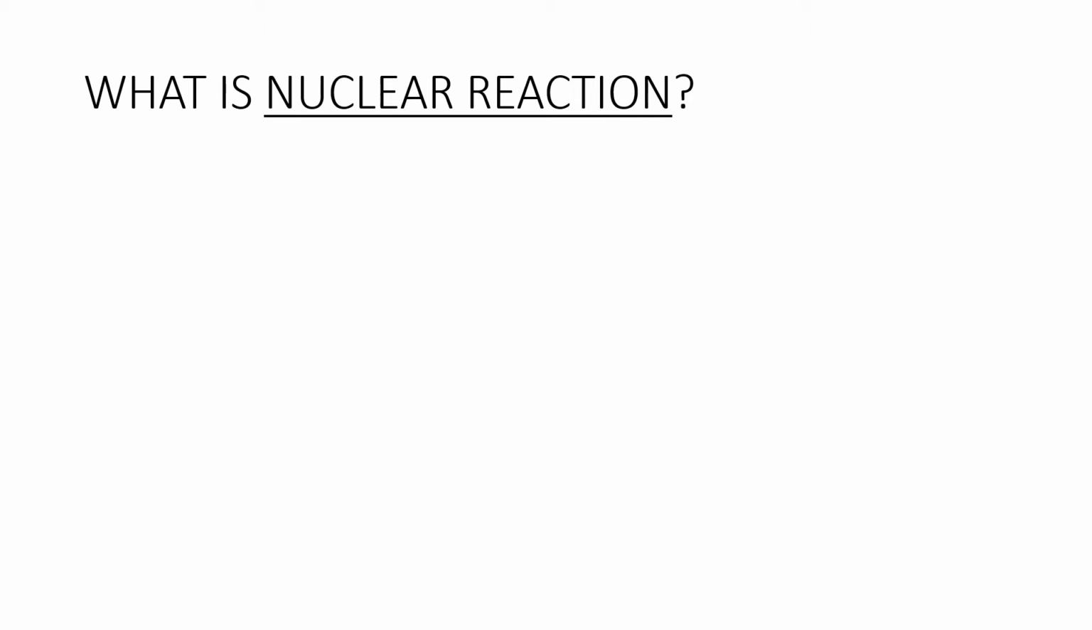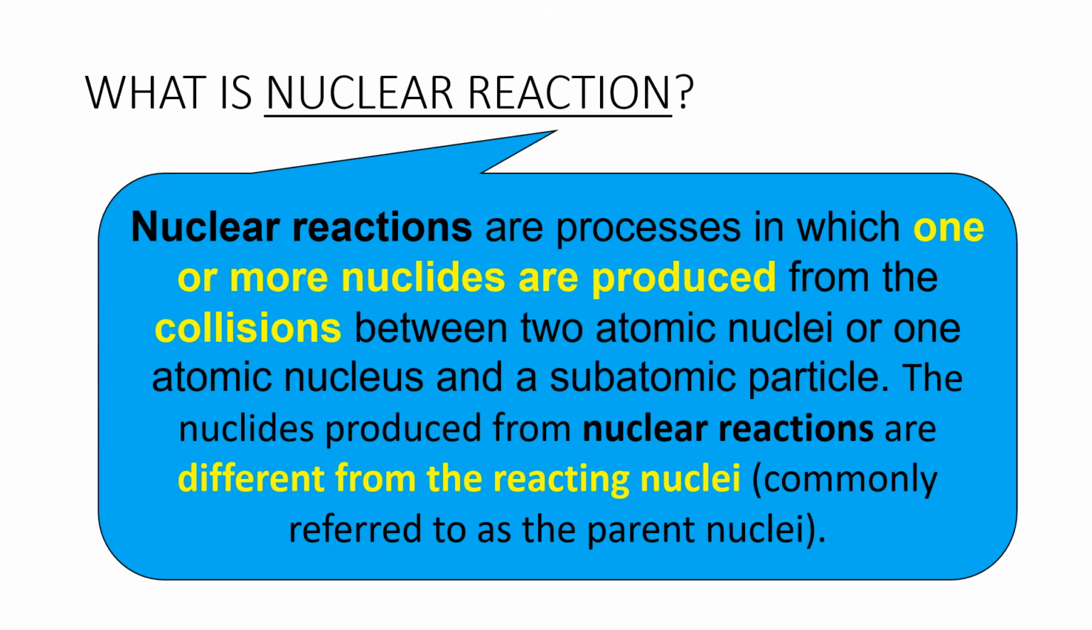Now, what is a nuclear reaction? Nuclear reactions are processes in which one or more nuclides are produced from the collisions between two atomic nuclei or one atomic nucleus and a subatomic particle. The nuclides produced from a nuclear reaction are different from the reacting nuclei. So the reacting nuclei over here are referred to as parent nuclei.